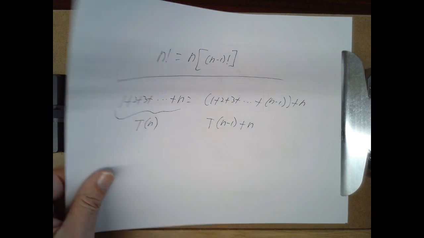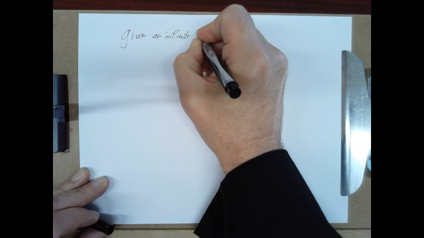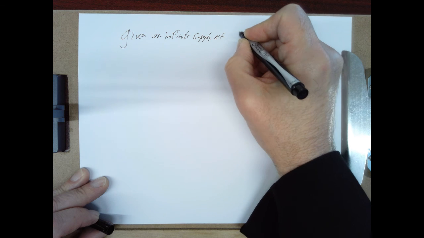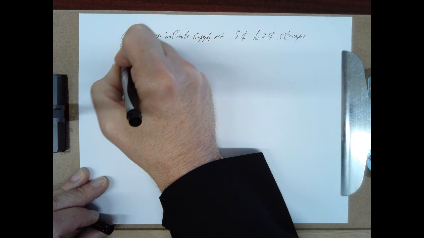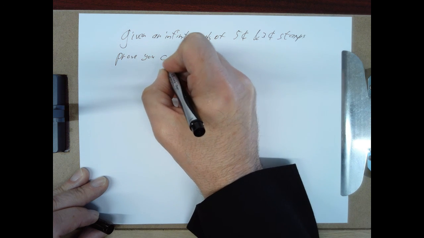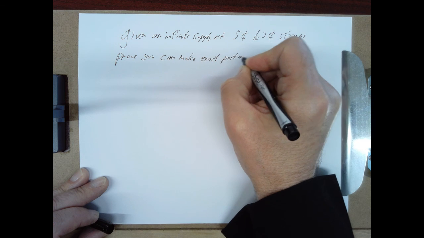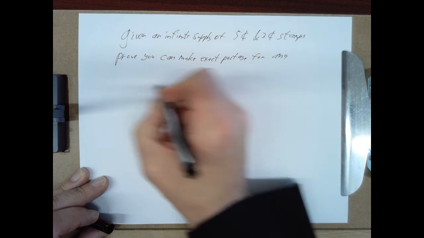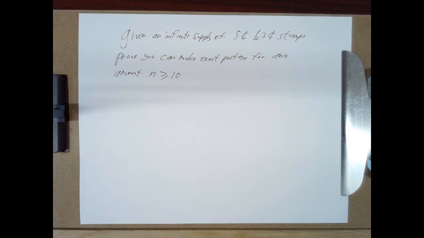All right, let's look at one more. Given an infinite supply of 5-cent and 3-cent stamps, prove you can make exact postage for any amount n bigger than or equal to 10. Is that $10? 10 cents. Thank you.